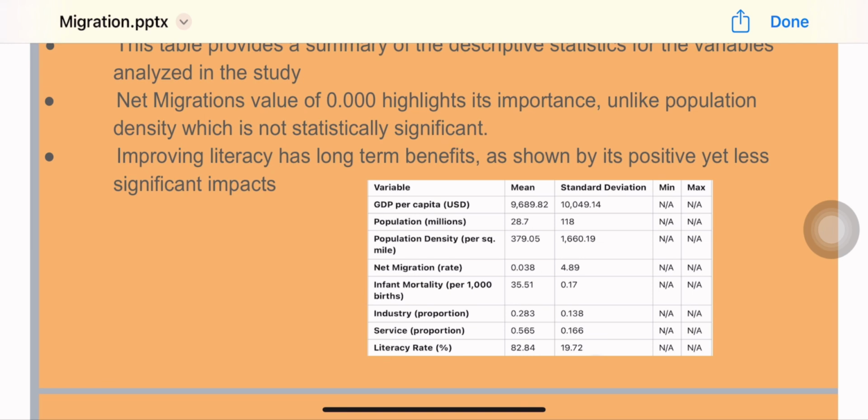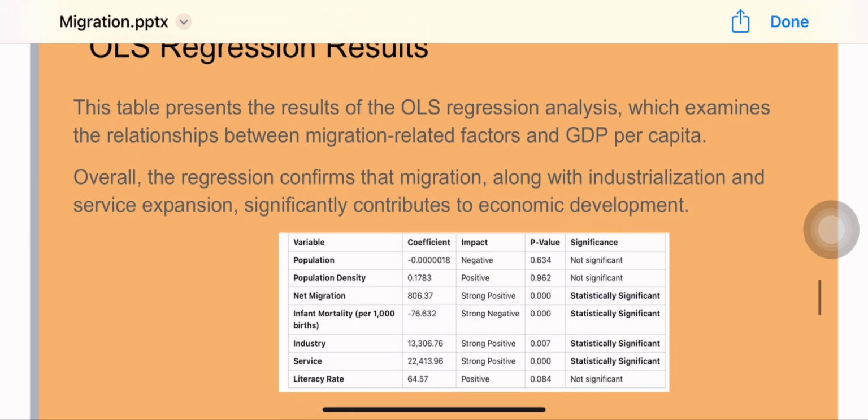And another one is net migration. The average net migration rate is 0.038, indicating generally low levels of net migration overall, but the variability of 4.89 highlights significant regional differences. And lastly, I want to talk about the literacy rate. The mean literacy rate is 82.84%, indicating relatively high education levels. There are notable disparities between countries.